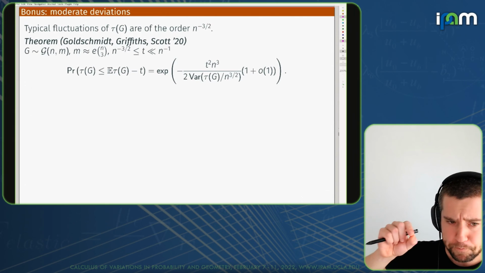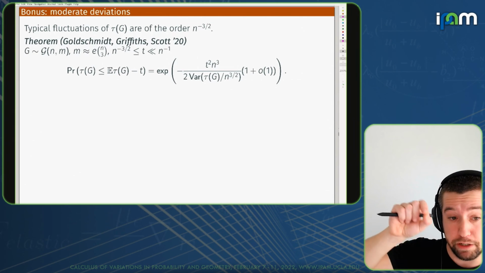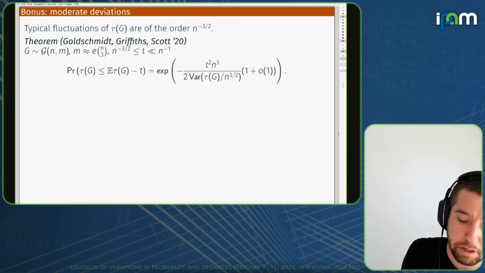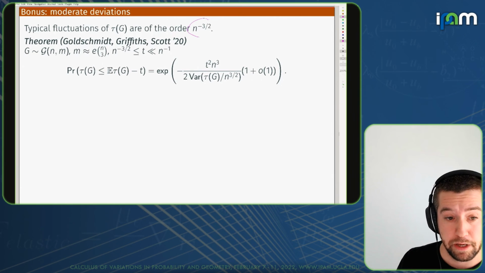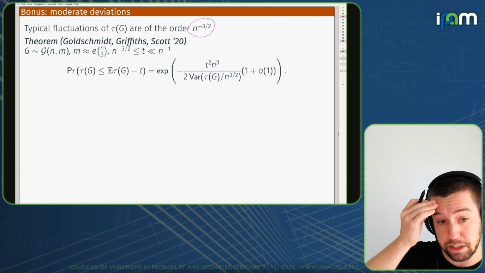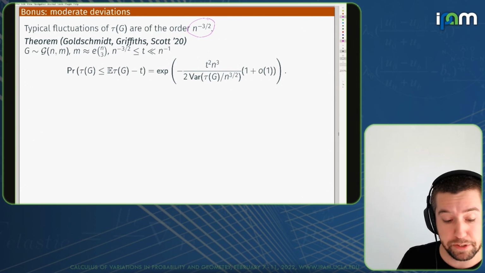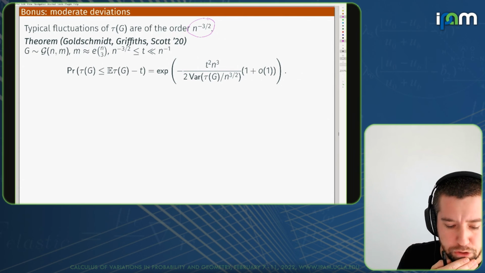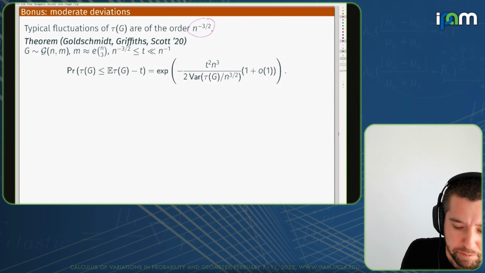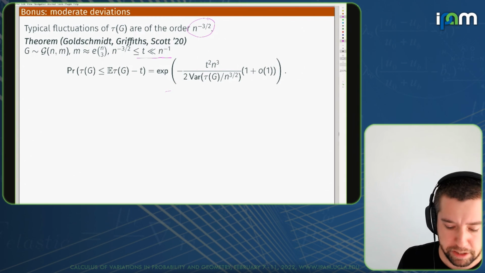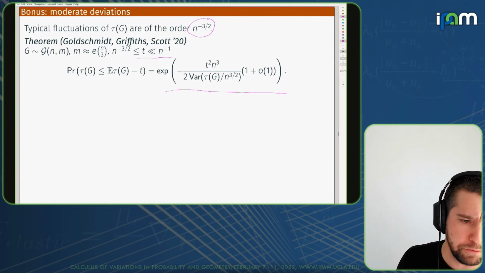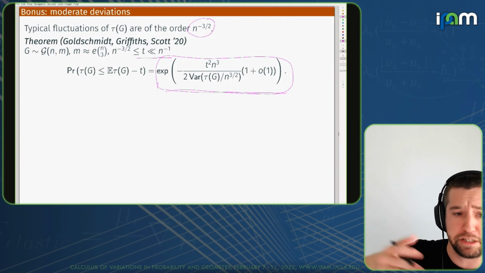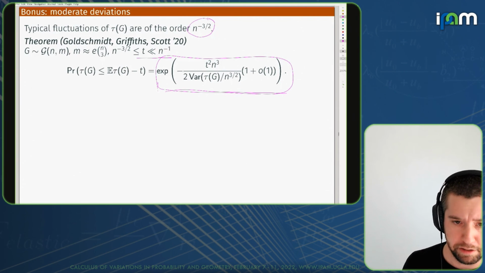First of all, the standard deviation of the triangle density turns out, with a little computation, to be n to the minus 3/2, and there's a central limit theorem. So typical fluctuations of the triangle density are of size n to the minus 3/2. Goldschmidt, Griffiths, and Scott showed that you can go all the way up to square root of n standard deviations, and the tail behavior, like the number of graphs, basically extrapolates the central limit theorem. This is what you would get if you said, let's just allow bigger parameters in there.